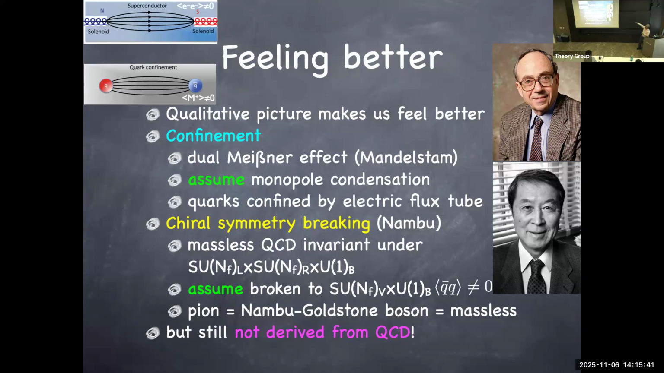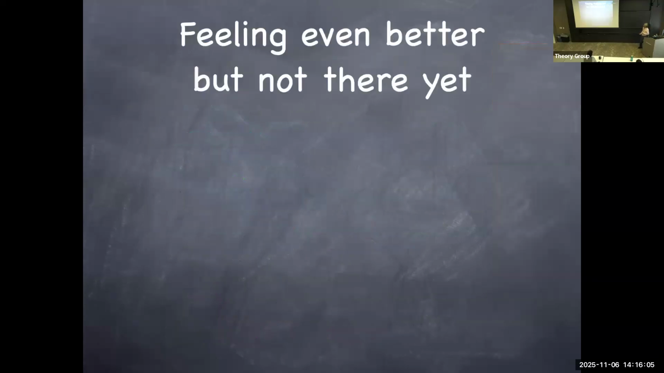But what I'm emphasizing here is that in the case of this dual Meissner effect, you are assuming monopole condensation. You are not deriving it from QCD anyway. And also for the chiral symmetry breaking, we are assuming this pattern of symmetry breaking. Again, we are not deriving it from the fundamental theory in any way. So that's where I was still being frustrated that somehow I don't understand it.